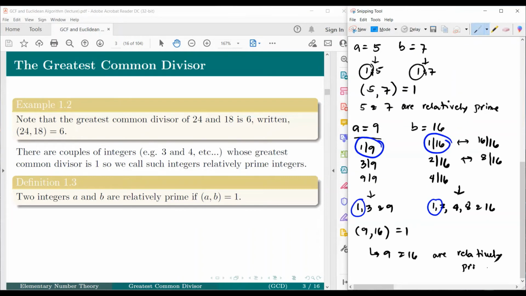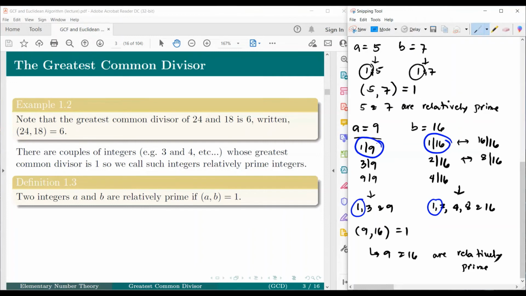So take note, not necessarily all prime numbers. We can also have numbers that are not prime, but are still relatively prime. So in our first example, of course, all prime numbers are relatively prime, because again, the only divisors of a prime number are 1 and itself. So the greatest common divisor is 1, or the GCD of any relatively prime numbers is 1. Therefore, any prime numbers are relatively prime.